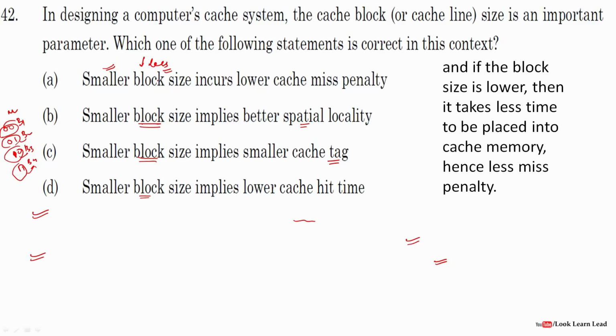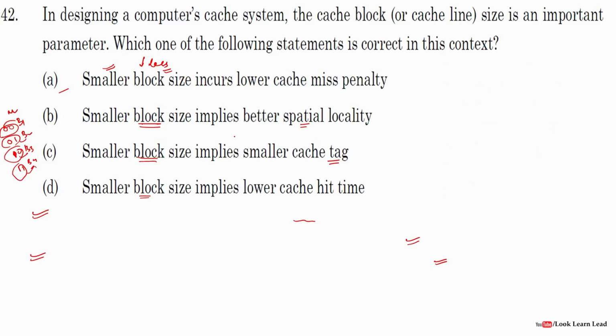Okay, so the penalty would be less. Okay, this is okay. Second, smaller block size implies better spatial locality. This is false, because if block size is smaller, then the surrounding addresses would also be less. So spatial locality would be less.